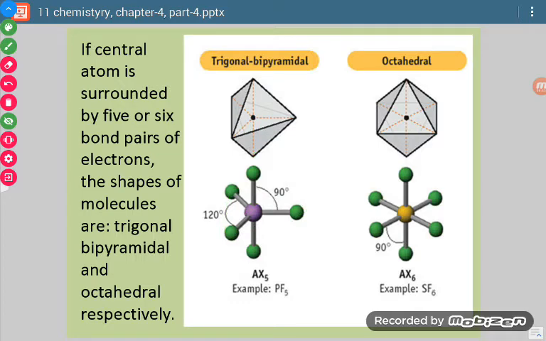Now for 6, how do we arrange? These 4 are like the 4 corners of a square, and they all are in the same plane. Now this one is above the plane, this one is below the plane, so there are a total of 6 atoms which are bonded with the central atom, and this geometry is called octahedral geometry.